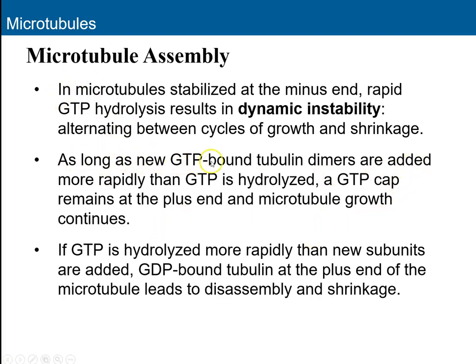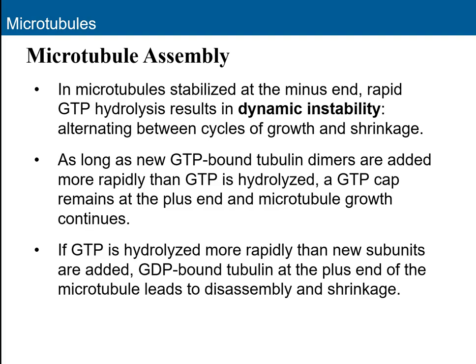All right, so again, as long as new GTP-bound tubulin is added more rapidly than GTP is hydrolyzed, then it's going to grow. If GTP is hydrolyzed to form GDP more rapidly than new subunits are added, then you're going to get disassembly and shrinkage. Okay, and again, this is on purpose.